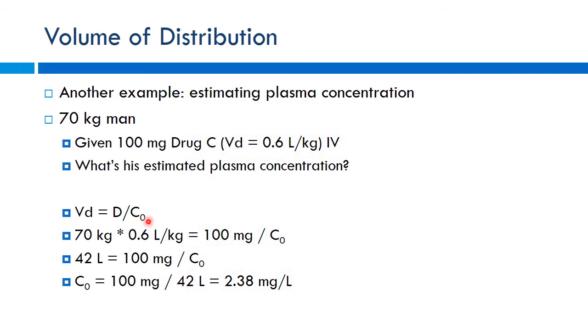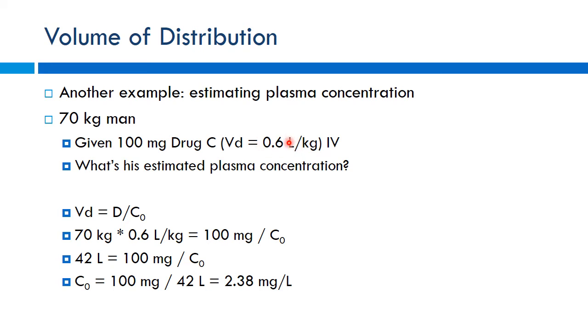Okay, so again, another example. Say we're estimating plasma concentration. Say, for instance, I have a 70 kilogram male patient. If I were to give him 100 milligrams of drug C, and I know that drug C has a volume of distribution of 0.6 liters per kilo, I can actually estimate what his plasma concentration is going to be. That can be very useful if I need to achieve a certain concentration to make sure that I get a dose high enough to cause my therapeutic effect. I don't want to get too high because I can see toxicity.